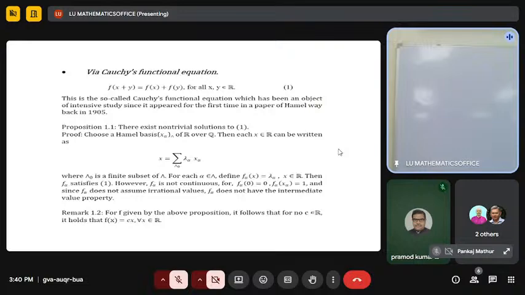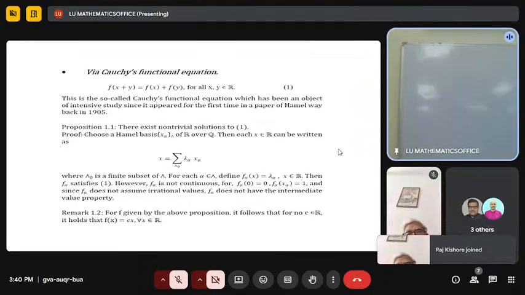And how does the axiom of choice come into play? By the very first line of the proof, choose a Hamel basis. So once you are given a Hamel basis, the rest is all okay. These reals give rise to linear functionals. In fact, additive functions, which are exactly these, and this is what it is.